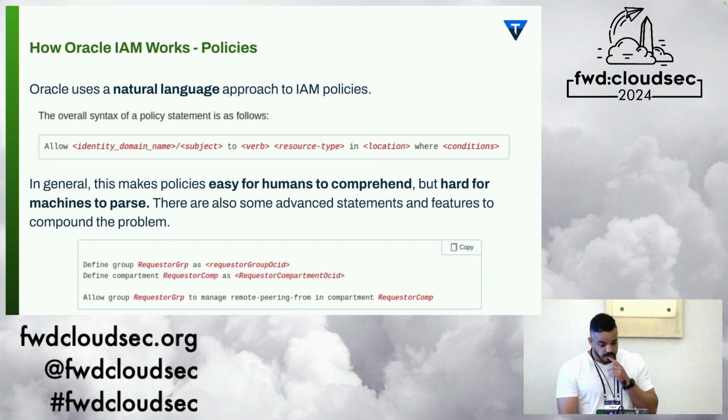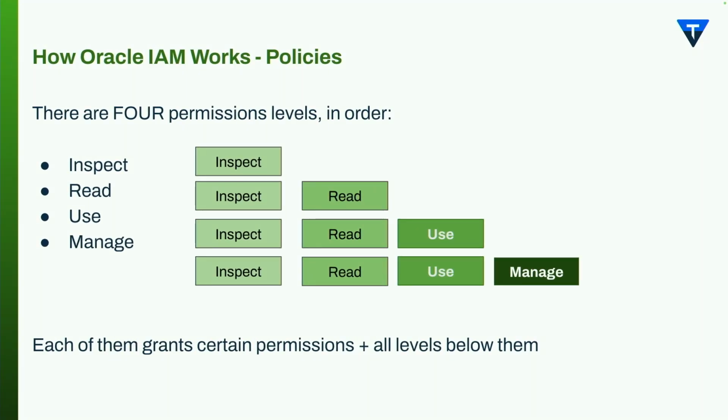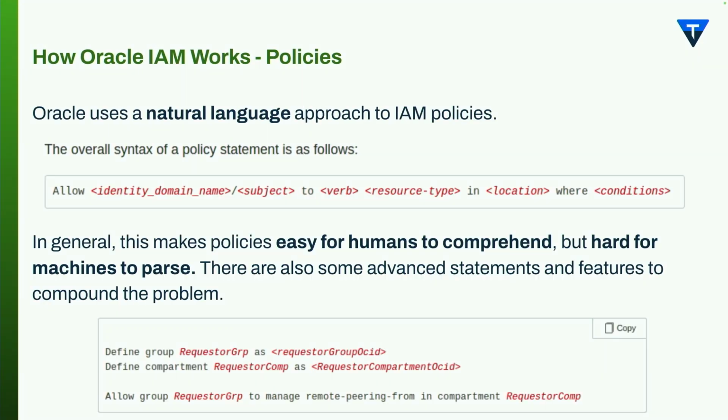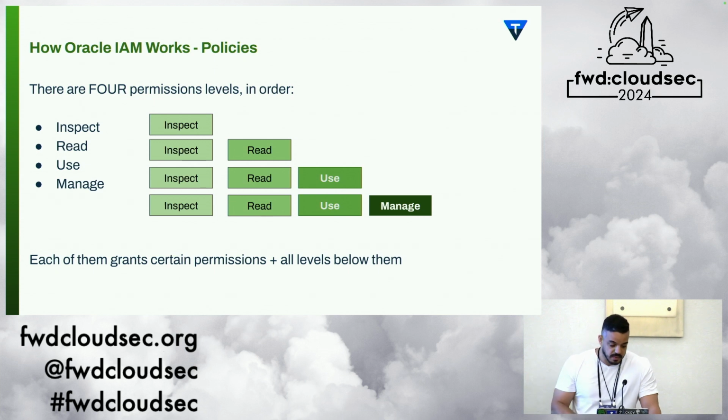But we're not finished yet. We have to talk about the four permission levels that we have in Oracle. Basically, the verb here gives you the permissions, and we have four levels. Inspect only allows you to read metadata from those services or things that you want to touch. Take a storage, similar to a bucket in S3: inspect allows you only to read the metadata, and read allows you to get the object inside of the bucket.